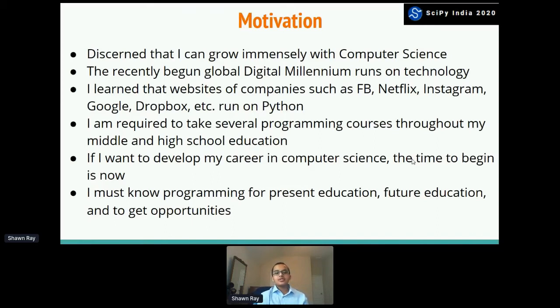I also learned that websites and applications of companies such as Facebook, Netflix, Instagram, Google, Dropbox, etc. run on Python. Instagram, in particular, has the world's largest deployment of the Django web framework, which is written entirely in Python. And the first Google engineers famously quoted, "We'll use Python where we can and C++ where we must."